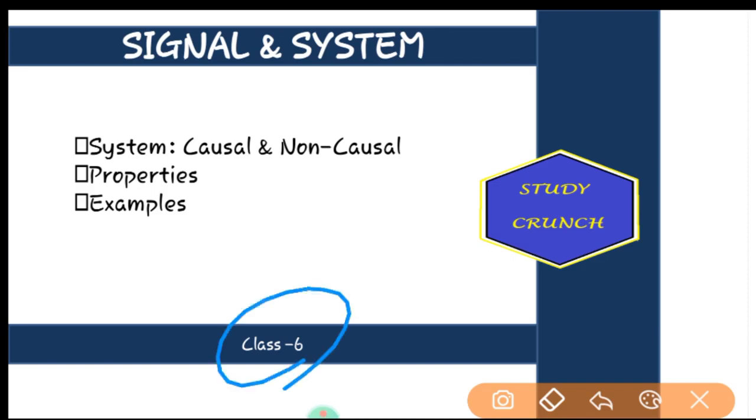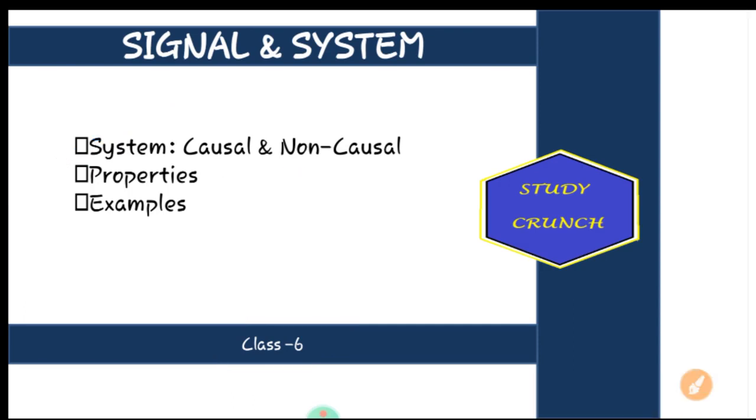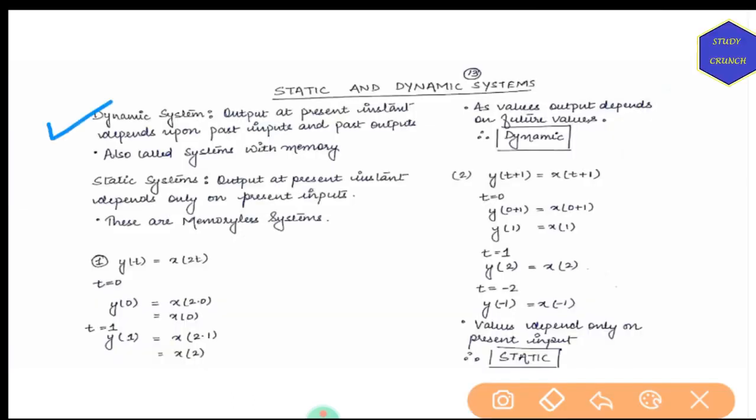Now this is class 6 and we'll be talking about the causal and non-causal signals. Now let's start off with what are dynamic systems. Dynamic systems are the systems in which the output at present depends upon past input and past outputs. And it is also known as a system with memory.